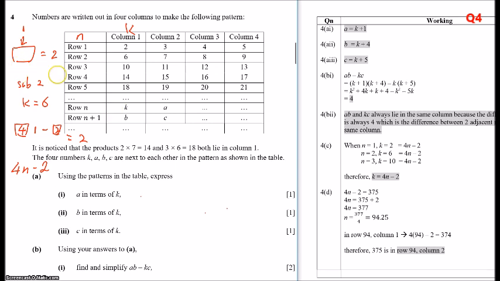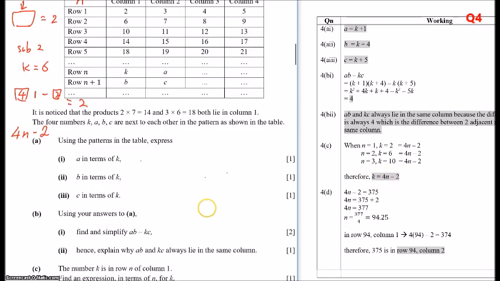So what I do is I'm going to try. If I sub 2 into n here, I'm getting 4 times 2, 8 minus 2, 6. Oh, correct. So let me try sub 3. If I sub 3 over here, it is 12 minus 2, which is equal to 10. Once I try a few, I'm very sure this is correct. And that's how you get this k equal to 4n minus 2.